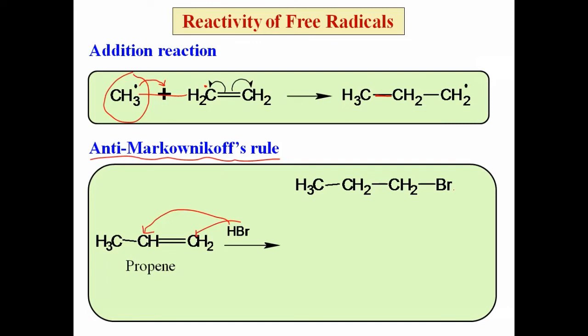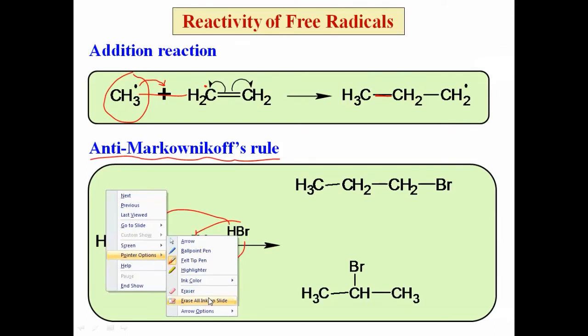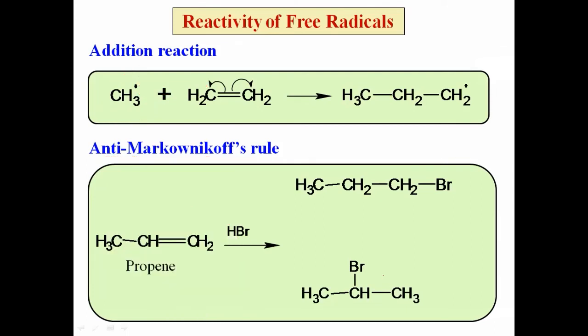This is one possibility. Now there is one more possibility, that hydrogen can be added to the terminal carbon, while bromine is added to the central carbon, and we get another product. Suppose bromine adds to the central carbon, we get CH3, CHBr, CH3, and this is isopropyl bromide. Thus propene, when it reacts with HBr, gives a mixture of two products. One is n-propyl bromide, second is isopropyl bromide, and this isopropyl bromide is the Markovnikov's product.